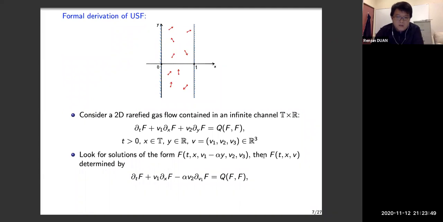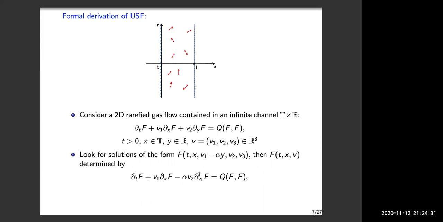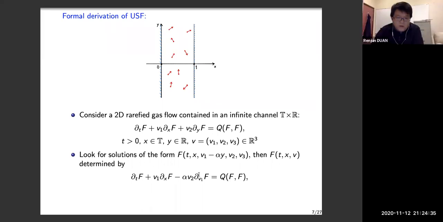And then, for simplicity, we still use v1 for the first component of velocity. Then this specific form will satisfy the following Boltzmann equation. So now we have already made a translation, and this will be independent of the y variable. So you can see that this is a transport equation along the horizontal direction balanced by two effects. One is the collision. The other is a shearing force along the horizontal direction that is proportional to the vertical velocity with rate alpha.